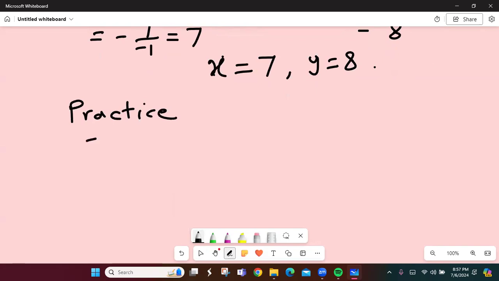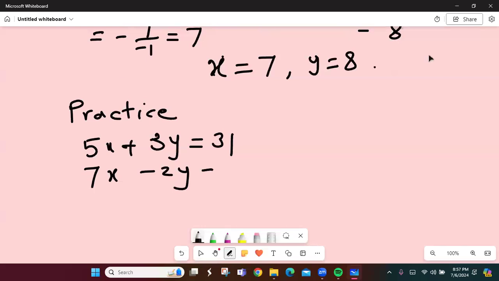So 5x plus 3y is equal to 31, and 7x minus 2y is equal to 62. You should get the answer x is equal to 8 and y is equal to negative 3.